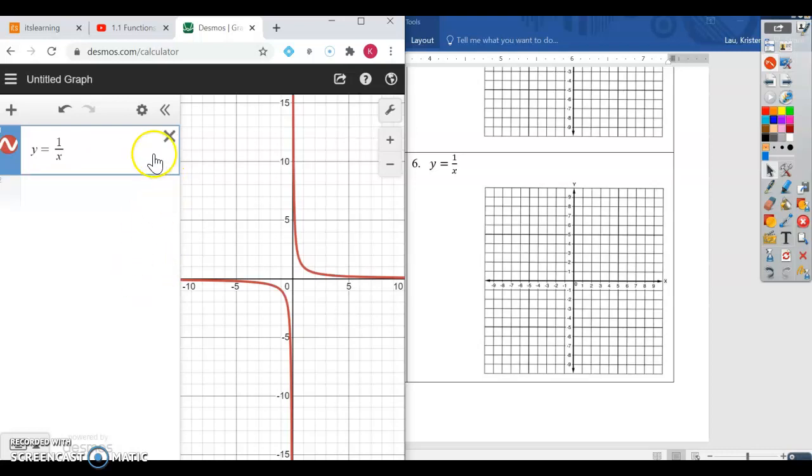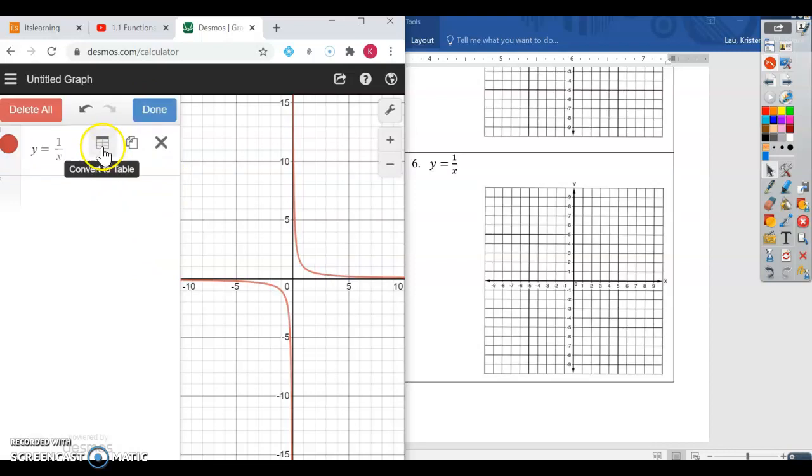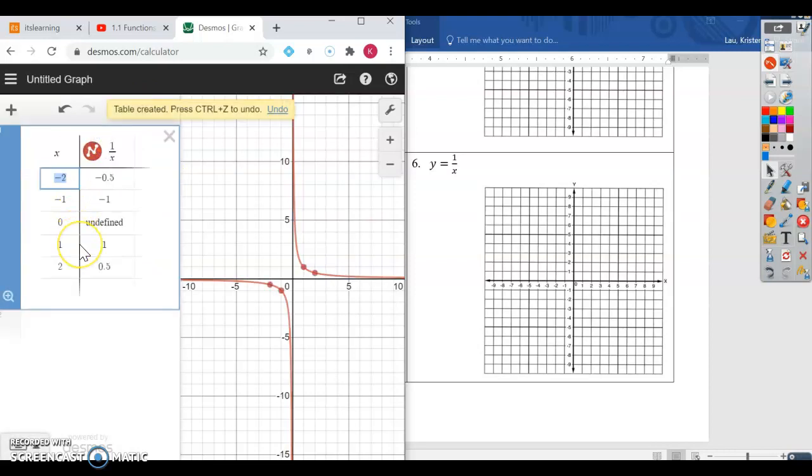So to get a more accurate picture of points, if I hit this cogwheel, and then see how it has a table right here, convert it to a table, and look, it does it for me. So I'm just going to copy those points right onto my graph. So it says -2, -0.5. So -2, -0.5, -1, -1. 0 is undefined. So remember that when x is 0, there's going to be an invisible asymptote.